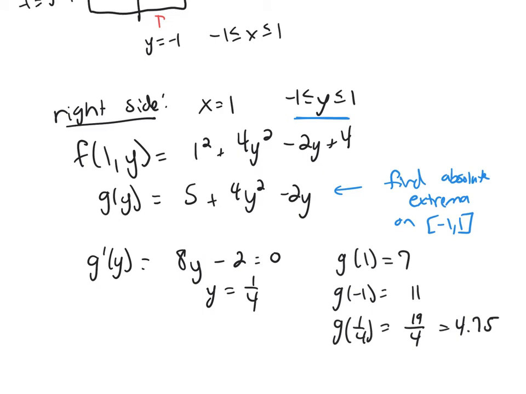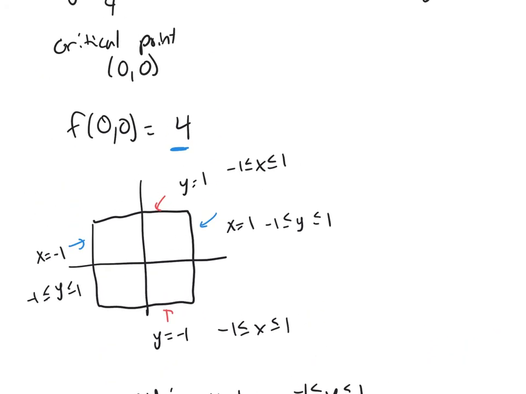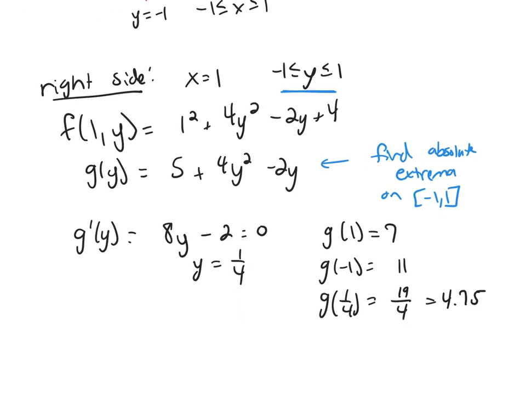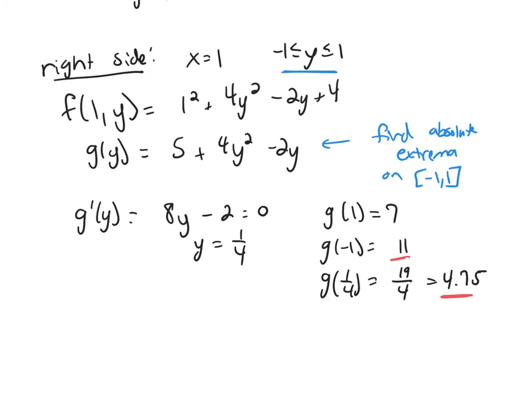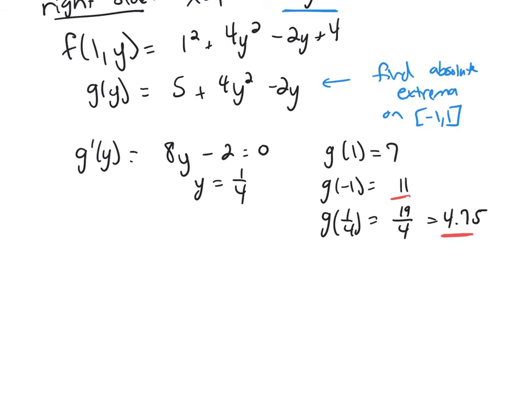So you're going to also want to remember we still have our number from earlier. This f of 0 was 4. Now you want to look for the maximum here, which was 11, and the minimum, which is 4.75. And now you're going to repeat this. We just did it for the right side. Now you're going to do it for the left side.